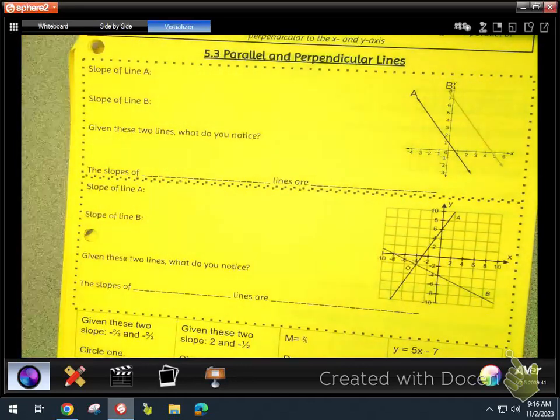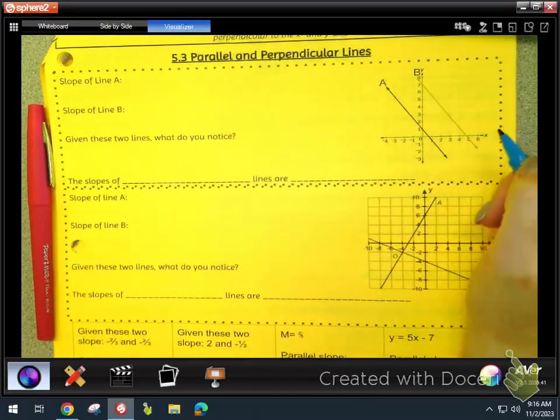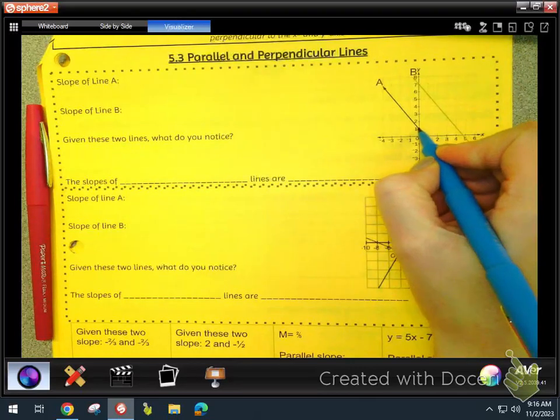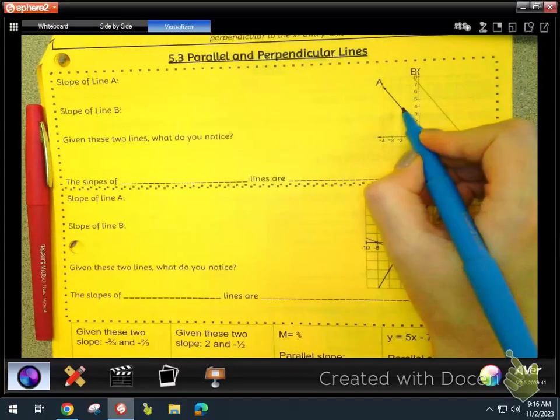So calculate those slopes. How do you find the slope? y2 minus y1 over x2 minus x1. Awesome. So how many points do you need to do that? 2. So, go do that.